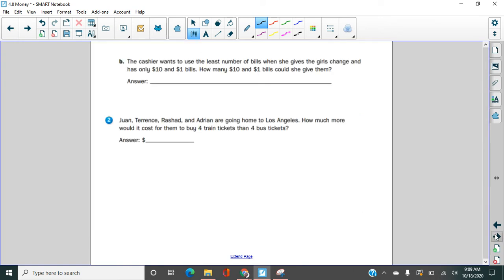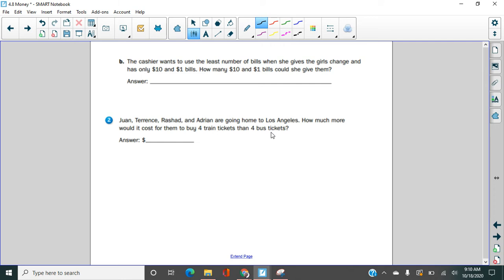All right, let's do one together here. I'm going to let you do part B here that goes with part A from number 1 because I want us to look at part 2 here together. So let's read it. Juan, Terrence, Rashad, and Adrian are going home to Los Angeles. How much more would it cost for them to buy 4 train tickets than 4 bus tickets? So think about this. What decision are the boys trying to make? They're trying to make a decision about whether to go by train or bus, right? What's the difference in that amount of money?